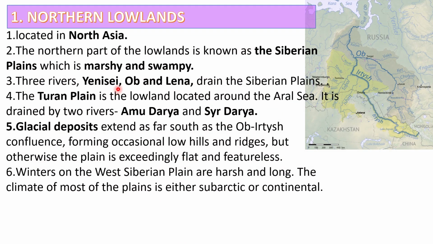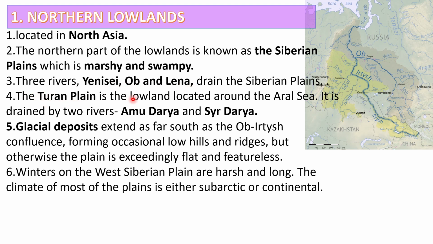The northern lowlands are located in the North Asia part. North Asia is one political division of Asia, and it includes the country Russia. The northern part of the lowland is known as the Great Siberian Plain, which is marshy and swampy. Three rivers drain through the northern lowlands: Yenisei, Ob, and Lena River.